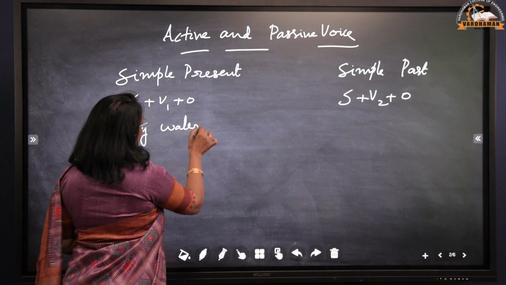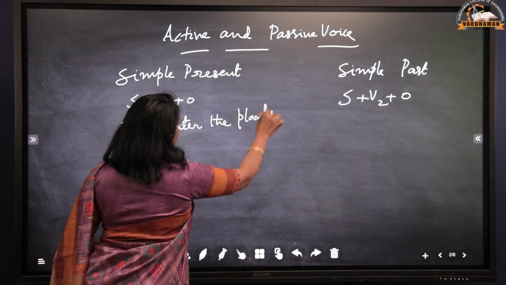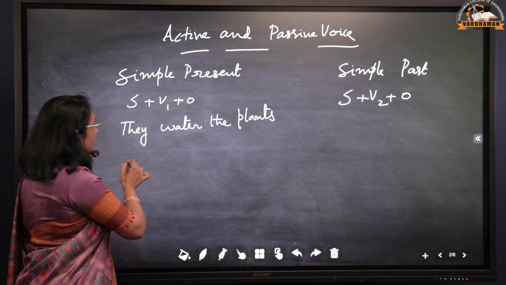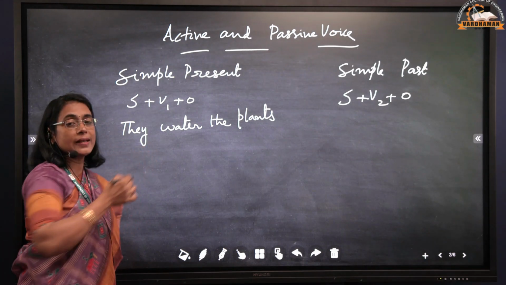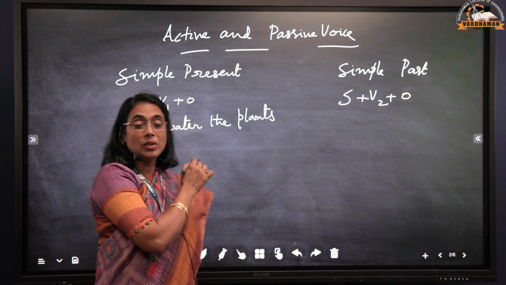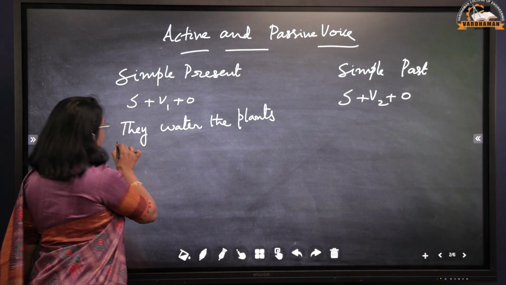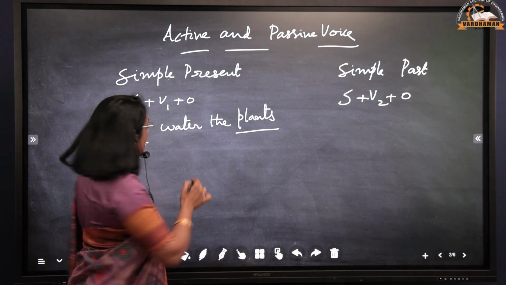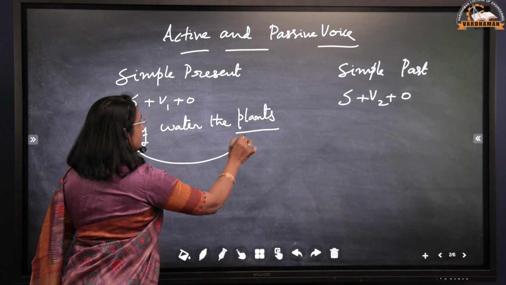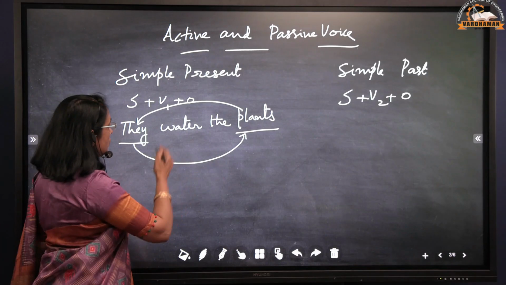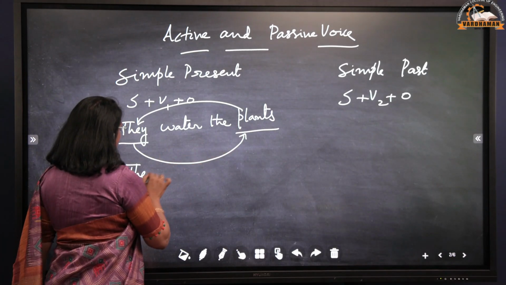They water the plants. This is an example for simple present. Let's convert this sentence into passive voice. The sentence is in active voice because the subject is active here. This is subject, this is the object. So while changing this into passive voice, bring the subject to object's place and object to subject's place. To start with, the plants.